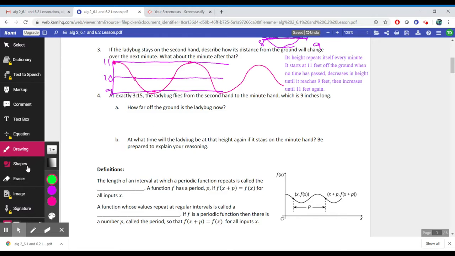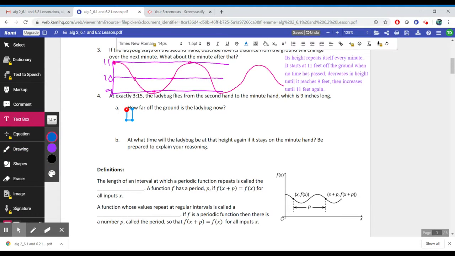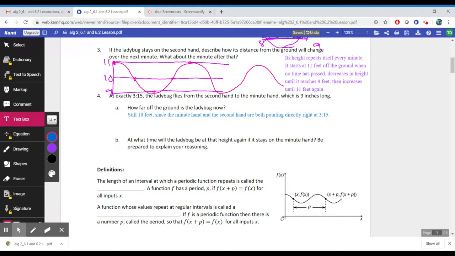How far off the ground is the ladybug now? I will say still 10 feet, since the minute hand and the second hand are both pointing directly right at 315. And now it says, at what time will the ladybug be at that height again if it stays on the minute hand? Be prepared to explain your reasoning.